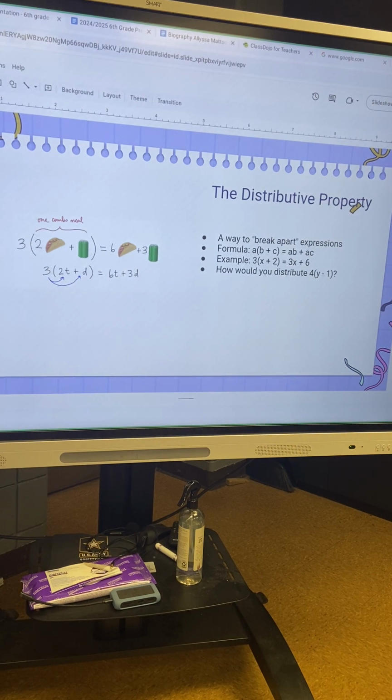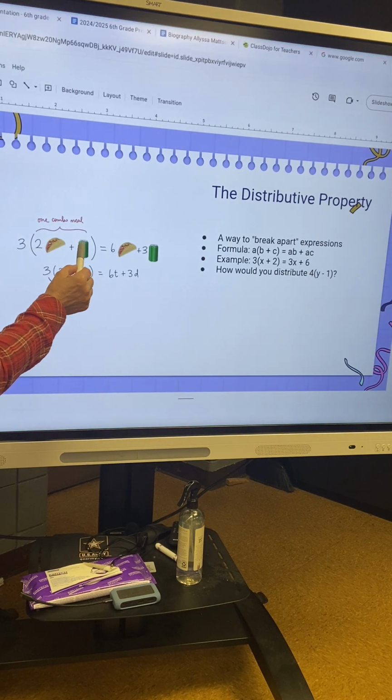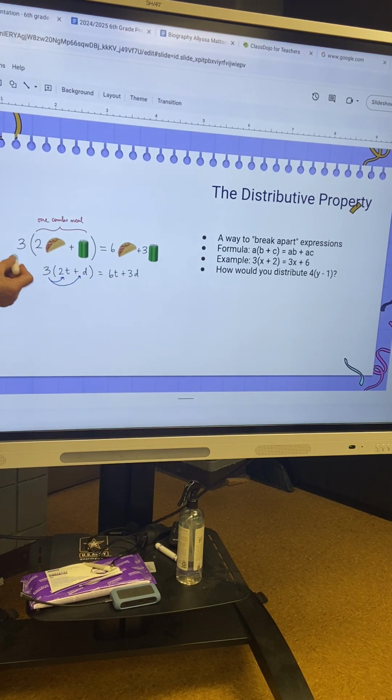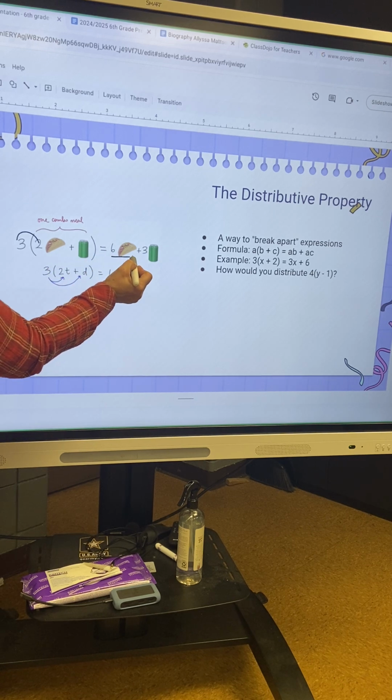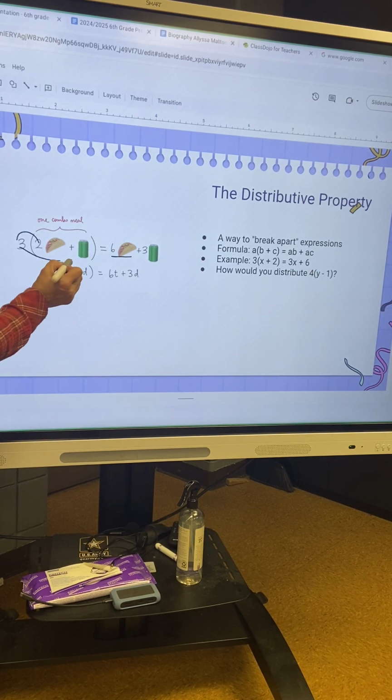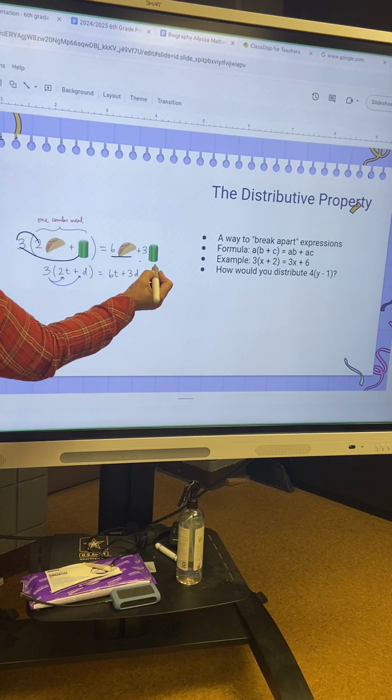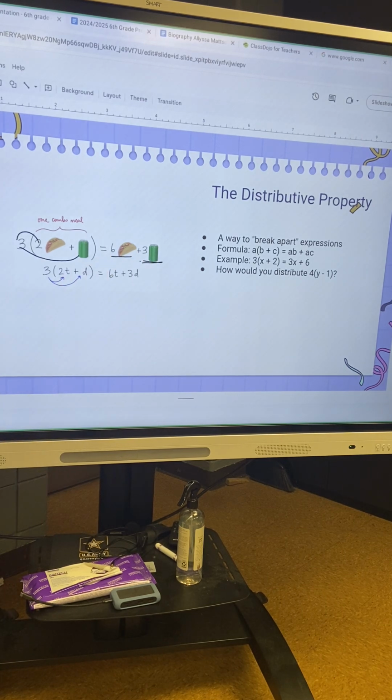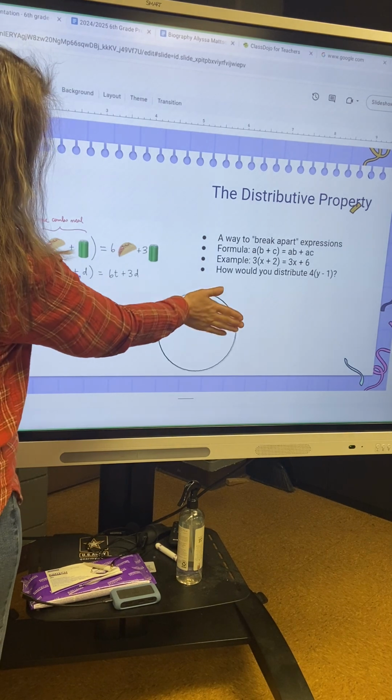And right here, let's look at the tacos. 3 times 2 tacos plus a can of pop. If we distribute it, we're going to give this 3 to the 2 tacos. We get 6 tacos, right? And if we give the 3 to the 1 can of pop, we get 3 cans of pop, right? 3 times 1 is 3. We just distributed. We gave the 3 to the 2 and to the 1, didn't we?